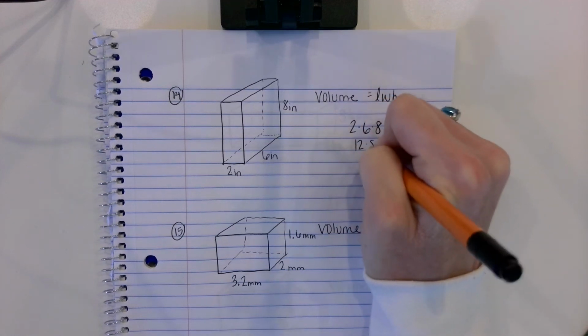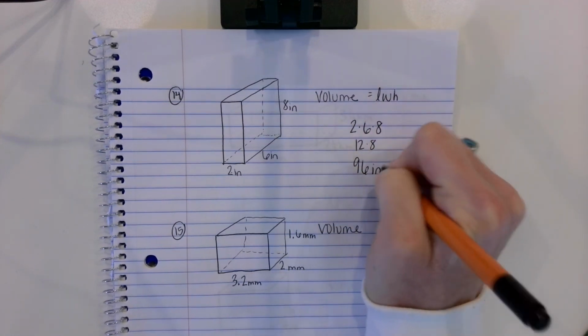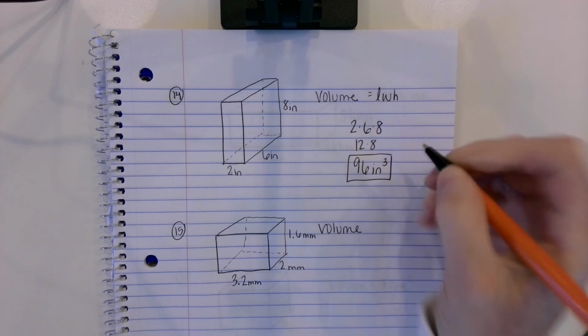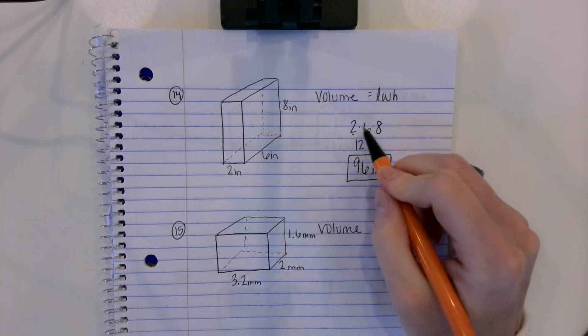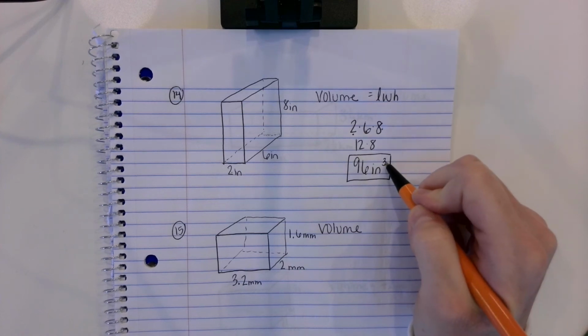So 12 times 8 is 96 inches cubed because you multiplied it by 3. You multiplied it 3 times. So inches times inches times inches is inches cubed.